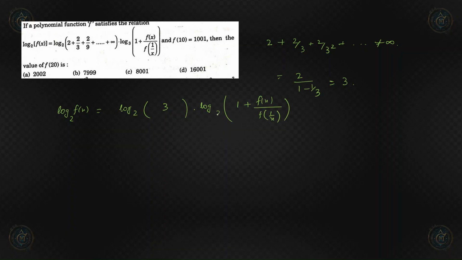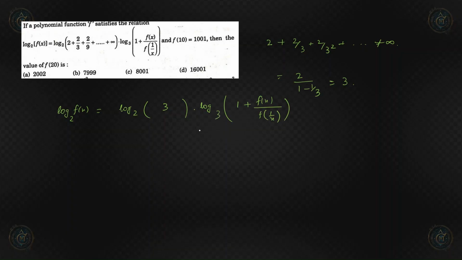Log of f(x) with base 2 is equal to log of this thing. So what is this thing? This is an infinite GP, right? This is 2 plus 2 by 3 plus 2 by 3 square and so on. So this becomes simply 2 divided by 1 minus 1 by 3, so 2 by 2 by 3, so this becomes 3. So 3 into log of this thing, 1 plus f(x) divided by f of 1 by x, with base 3, right?